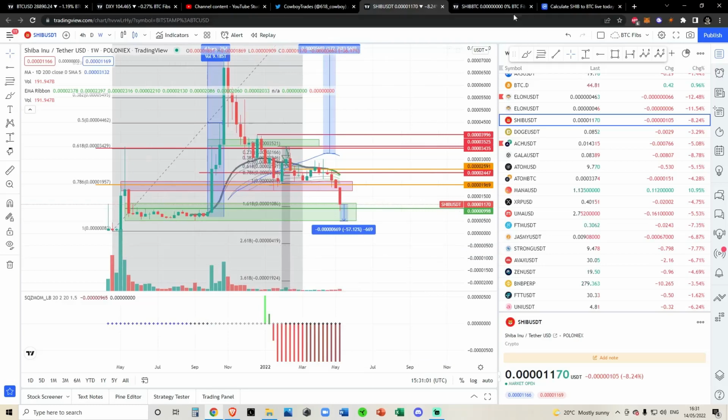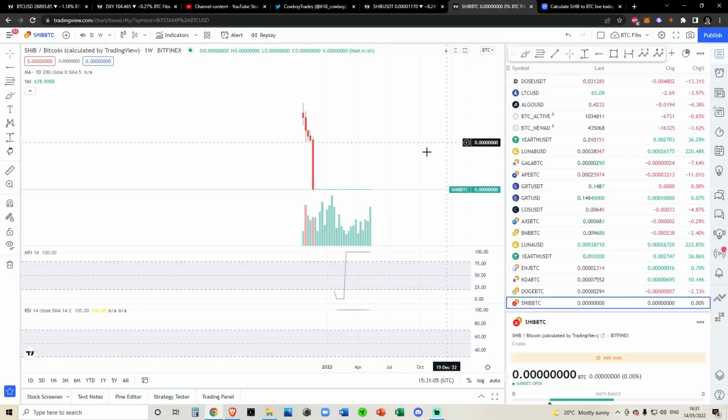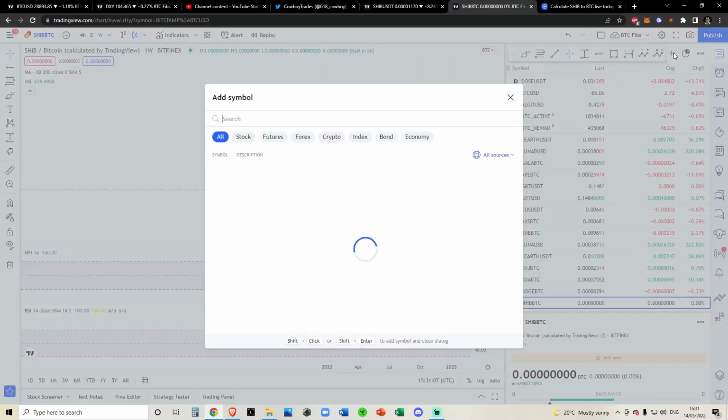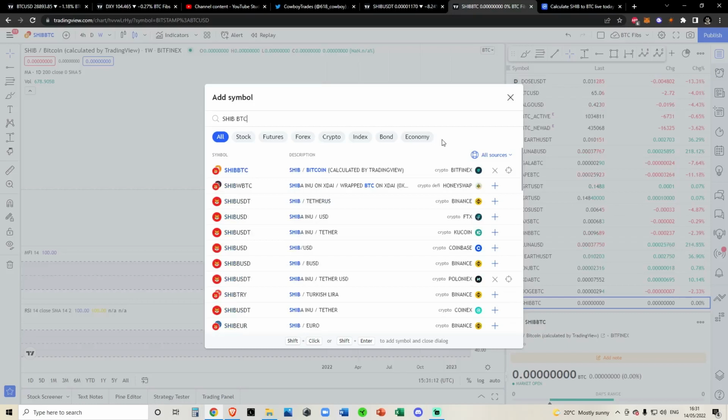So I want to look at Shiba against the BTC pair. Now, very unfortunately, there is only one SHIB BTC pair over on TradingView, and it is this one over here on Bitfinex.